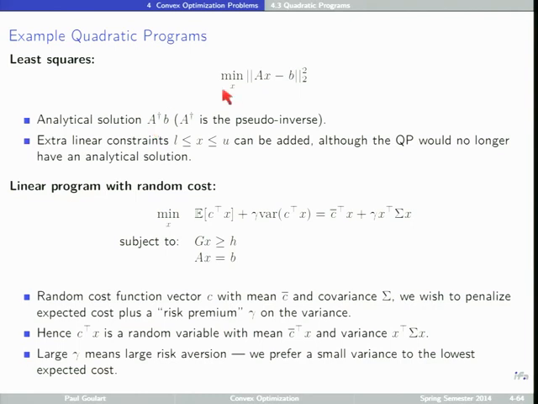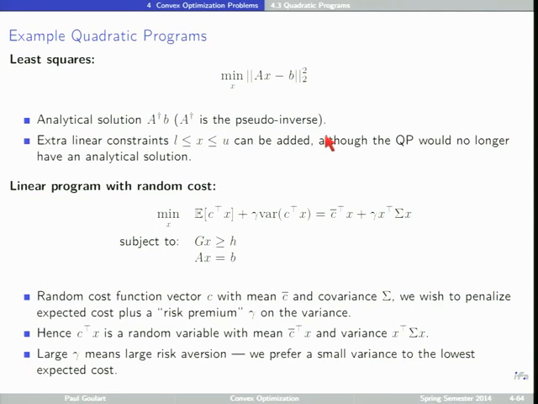As soon as you add any constraints onto this problem, or just about any other problem with a quadratic objective, that's not true anymore, and you need some kind of numerical method to solve it. Even if you just put a very simple upper and lower bound on x, you cannot solve this analytically anymore. So you need some kind of optimization method to solve it.